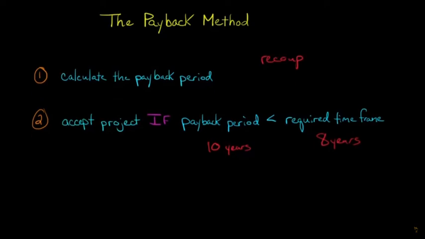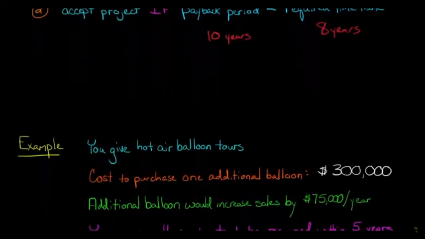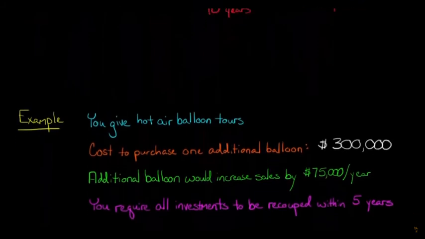So let's jump into an example. It'll make it a little easier for you to understand. Let's say that you have a company that gives hot air balloon tours. And let's say that you're thinking about buying an additional balloon. You're saying, hey, you know what? I actually could get another balloon, and then I'd be able to give more tours and make more money. So then you say, well, how much would that cost to buy an additional balloon? I'm not talking about replacing the balloon you already have. I'm saying buy an additional one more.